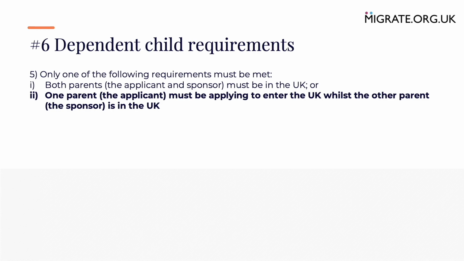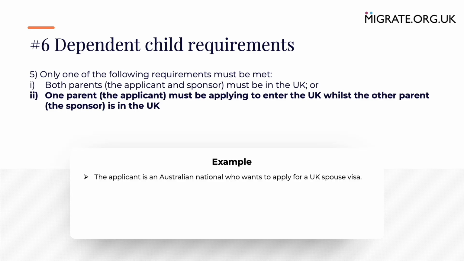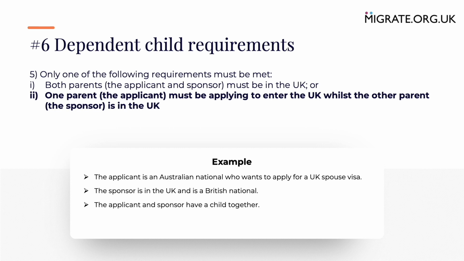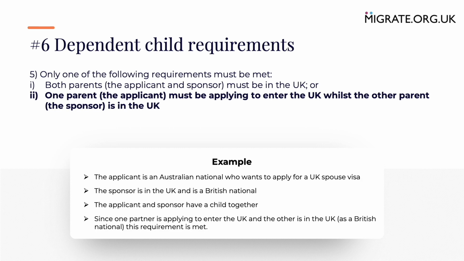2. One parent, the applicant, must be applying to enter the UK whilst the other parent, the sponsor, is in the UK or will be joining the applicant in the UK. For example, the applicant is an Australian national who wants to apply for a UK spouse visa. The sponsor is in the UK and is a British national. The applicant and sponsor have a child together. And since one partner is applying to enter the UK and the other partner is lawfully in the UK as a British national, this requirement is met.